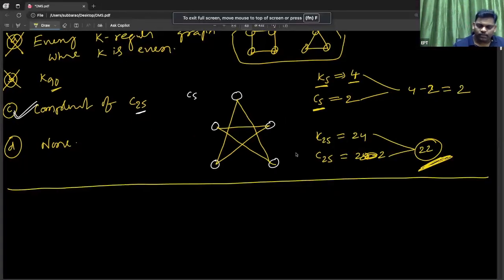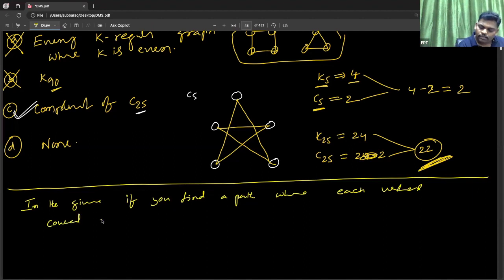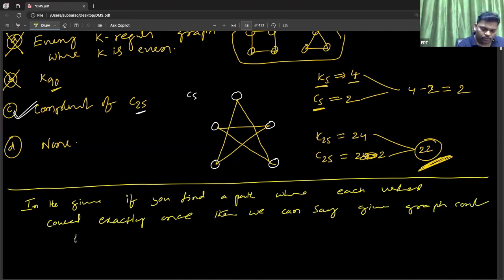Now see the definition. In the given graph, if you find a path where each vertex is covered exactly once, then we can say the given graph contains a Hamiltonian path.